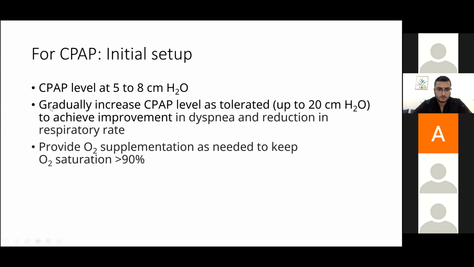For the CPAP, you use a CPAP level. You start at a level of 5 centimeters of water. You can start at a higher level of 8. You can increase it up to 20 centimeters of water to achieve improvement in the shortness of breath and reduction in the respiratory rate, but also to improve their oxygenation. Of course, you will apply oxygen with the treatment. Your aim is to keep the saturation above 90 or 92%.